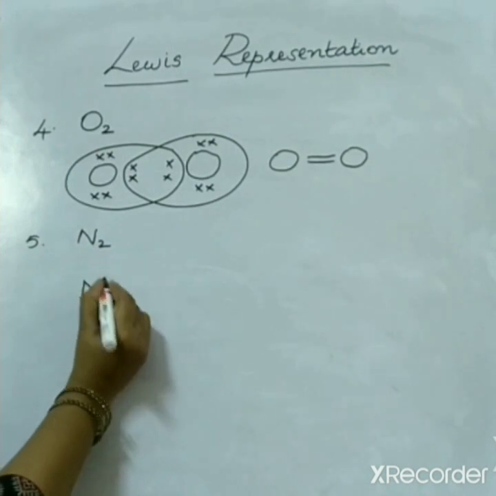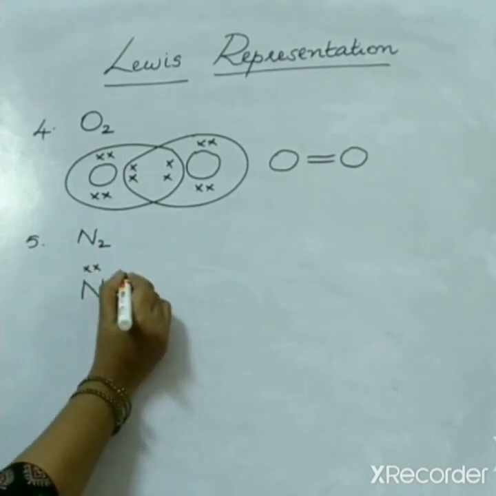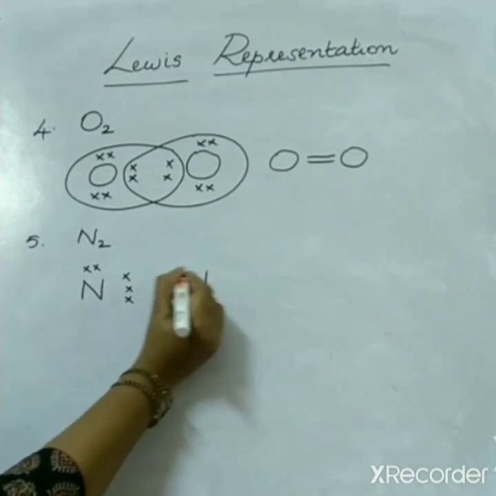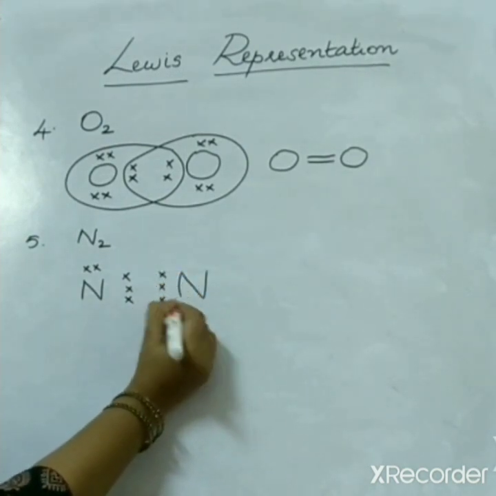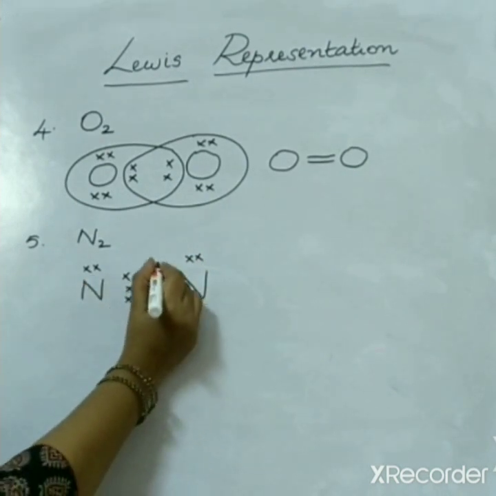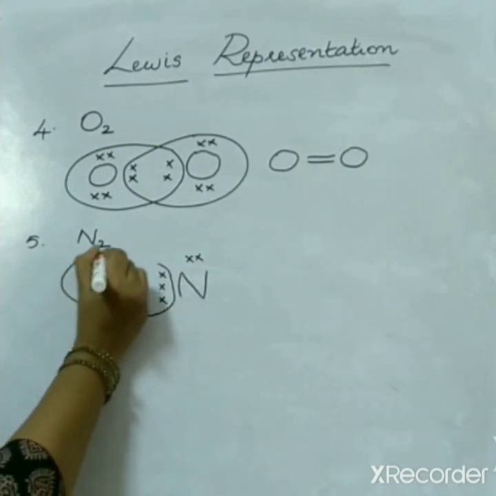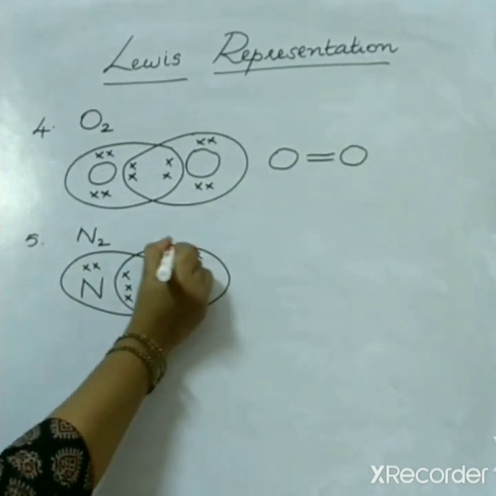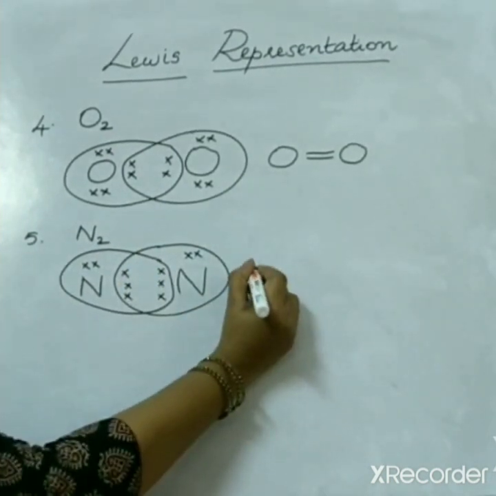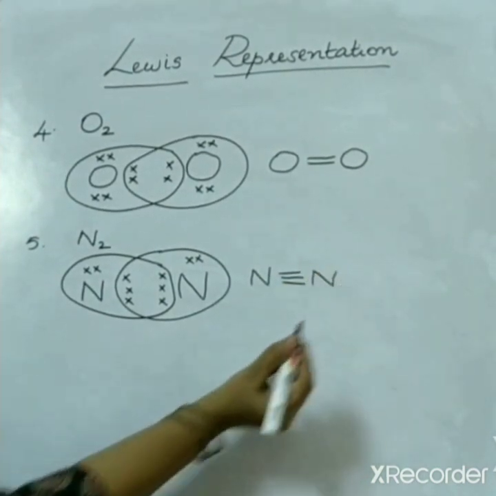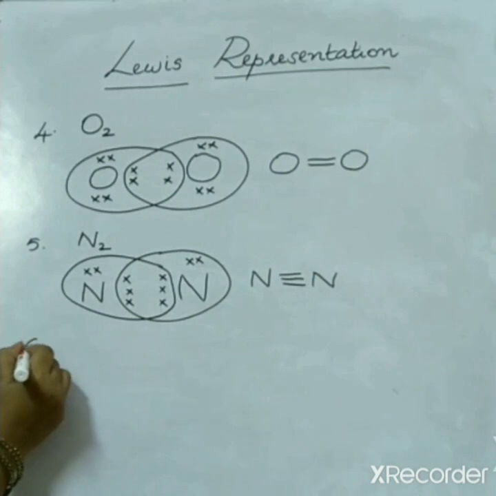Now consider nitrogen N2. 2 nitrogen atoms are present and each nitrogen atom has 5 valence electrons. Therefore, each nitrogen atom requires 3 more electrons to get octet configuration. Therefore, each nitrogen atom contributes 3 electrons for sharing with the other nitrogen atom. Since 3 pairs of electrons are shared between 2 nitrogen atoms, a triple covalent bond will be formed.